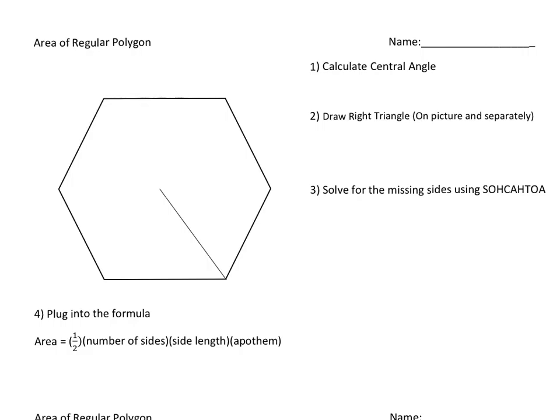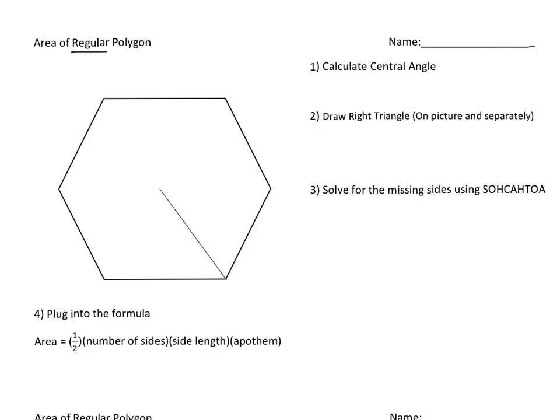Okay guys, we're working on area of a regular polygon. Now these steps work for any polygon, no matter how many sides there are, but it has to be a regular polygon. And what we're going to do is split this regular polygon up into triangles, and then use what we know about triangles to figure out the area of the whole thing.